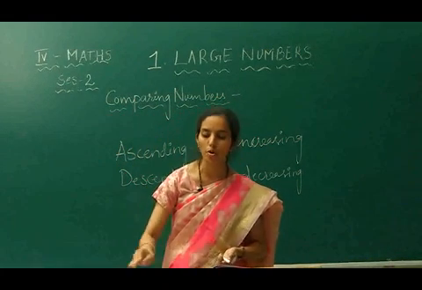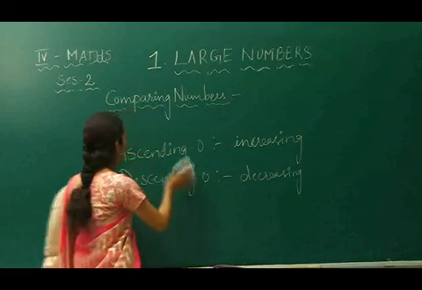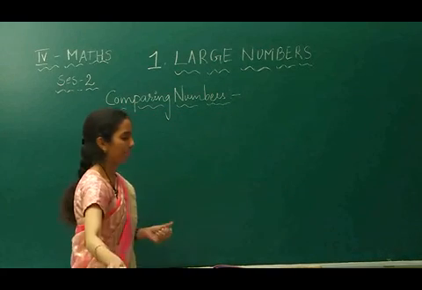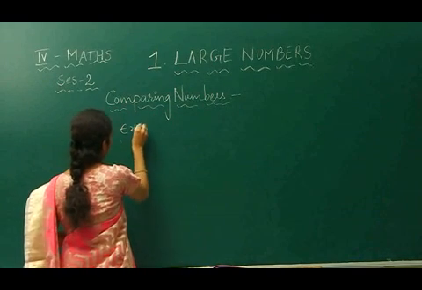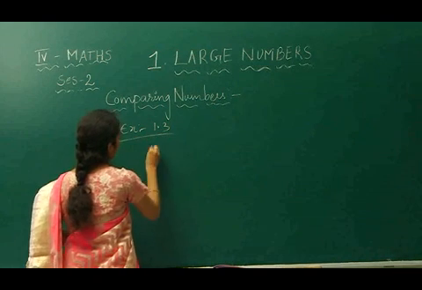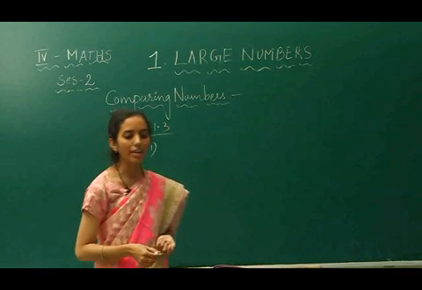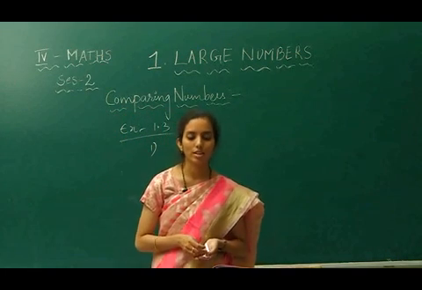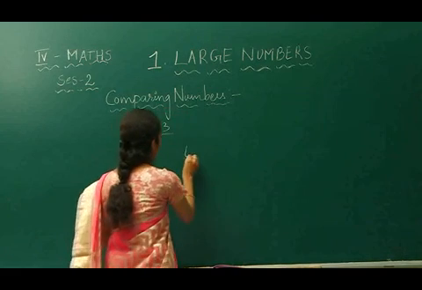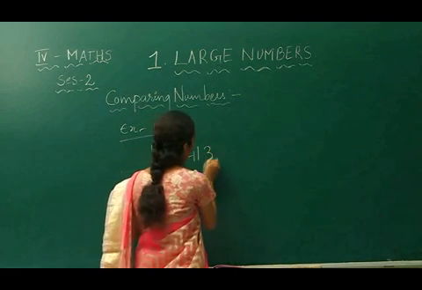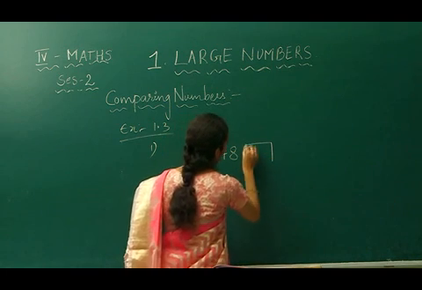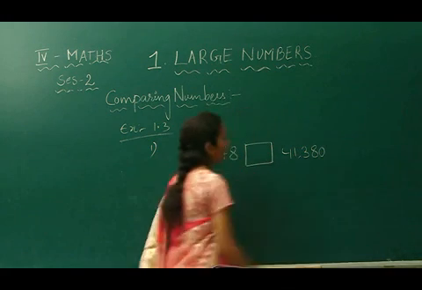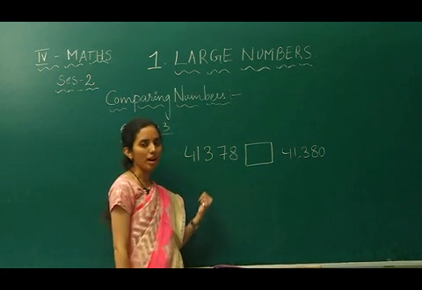So to understand it more clearly, let us do the exercise, that is Exercise 1.3, question number 1. Compare and write greater than or smaller than in the blank boxes. This is our first question. So, what is given? 41,378 box 41,380. So we have to write which number is bigger and which number is smaller.